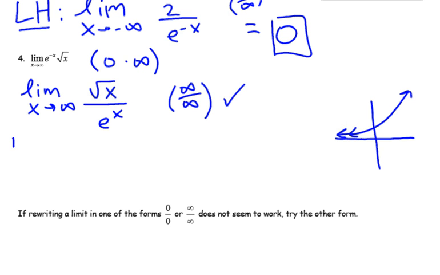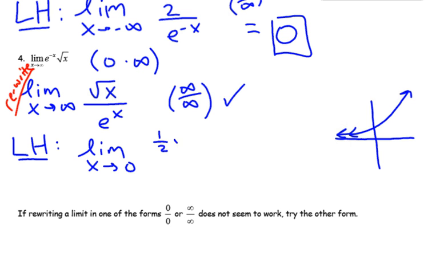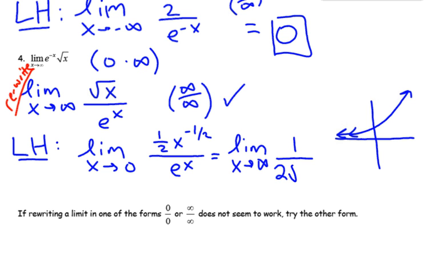Which, yes, we could apply L'Hopital's rule. Okay, so for this first step, that was not L'Hopital's rule. This was just rewriting the problem. All right, now I can apply L'Hopital's rule that is in the form of infinity over infinity. So the derivative of the square root of x would be 1/2 x to the -1/2 over e to the x. And if I rewrite that, and don't forget your limit, 1 over 2 square root of x times e to the x.